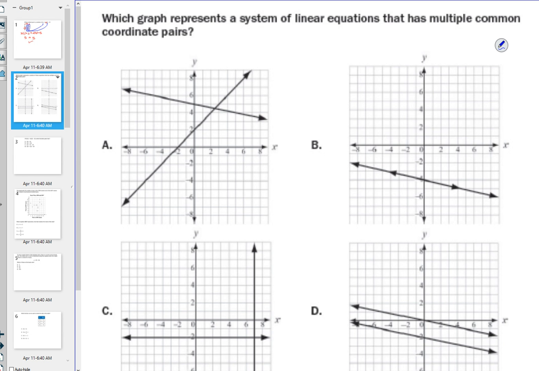Which graph represents a system of linear equations that has multiple common coordinate pairs? So if you have two lines in a system, what are the possible ways that they can intersect? As far as quantity, what types of intersections could they potentially have? How can two straight lines intersect?